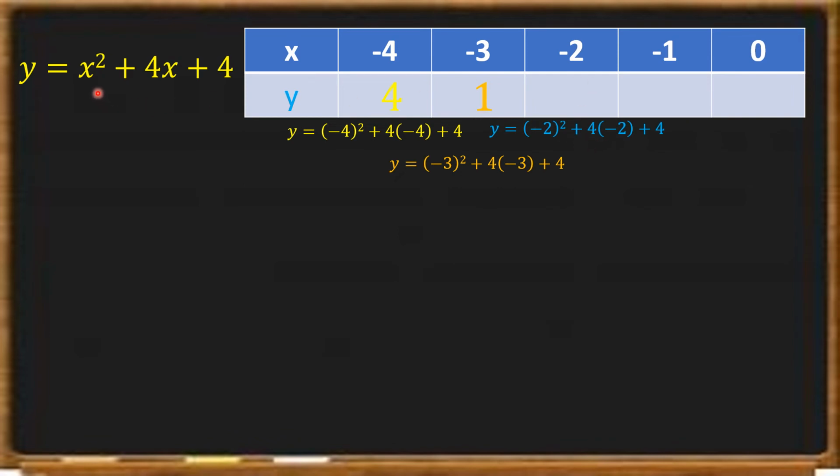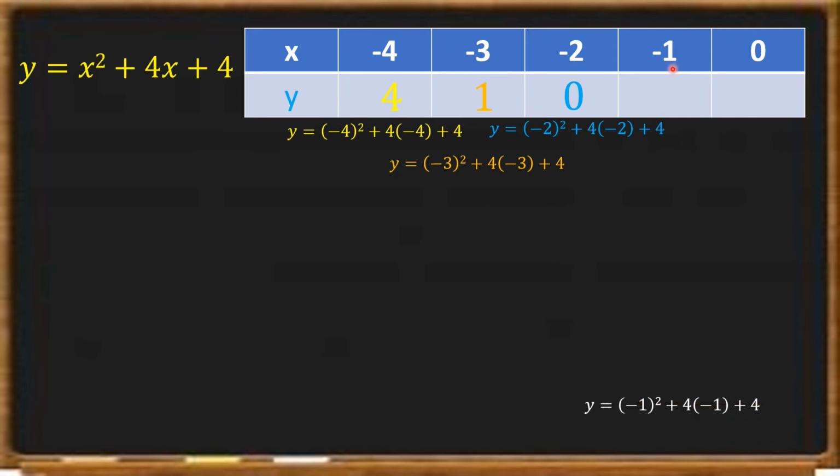Okay, if x is negative 2, so negative 2 squared plus 4 times negative 2. Ito yon. Ayan, yung substitution. So, y is equal to negative 2 squared plus 4 times negative 2 plus 4. So, this is 4, positive 4, minus 8, kasi magkaiba ng sign. So, 4 minus 8, negative 4 yon. Plus 4, so negative 4 tsaka plus 4, hindi magiging 0.